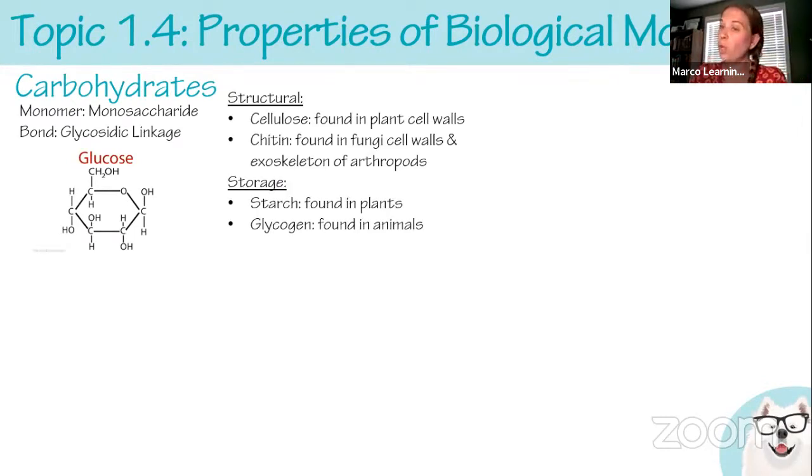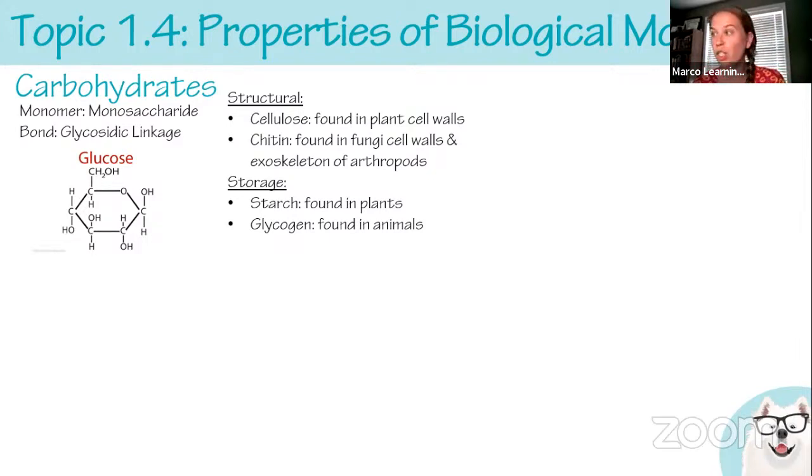So it's important that we understand that this usually makes these big polymers, right? There are 4 different ones that are important to know. 2 of them are structural, 2 of them are storage. Cellulose, we're going to see in the cell wall of plants. Chitin you'll see in the cell wall of fungi, as well as making up the exoskeleton. So when you step on a cockroach and you hear that crunch noise, that's the chitin that you hear.